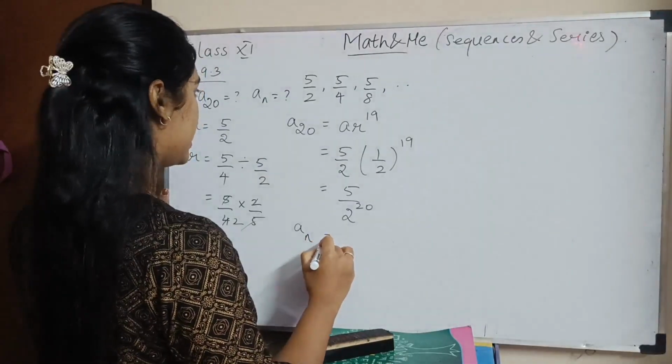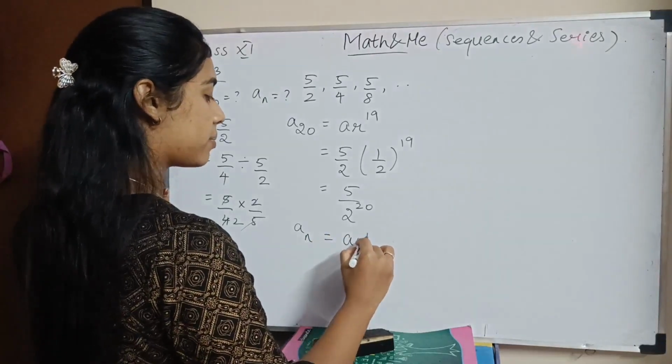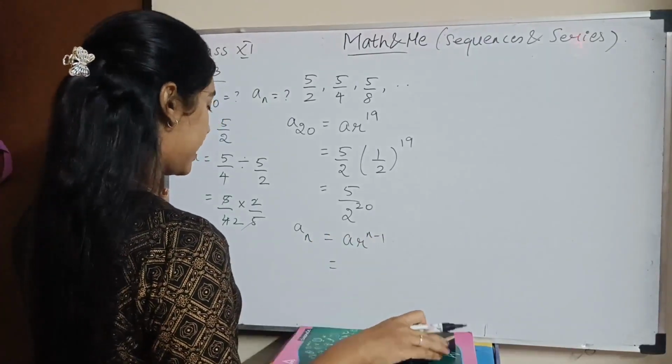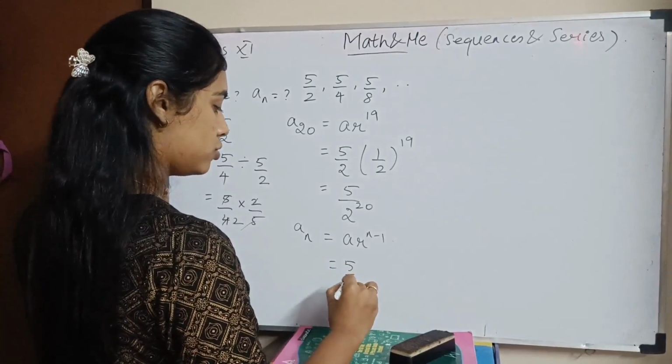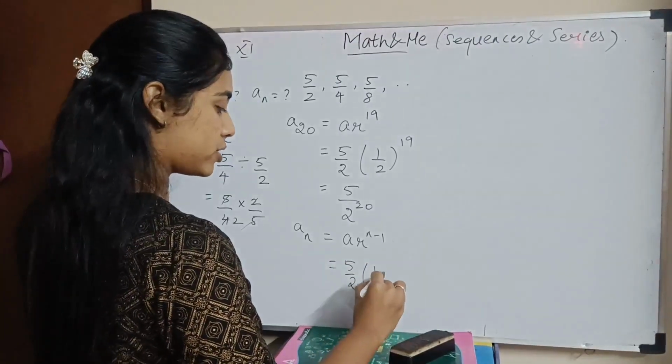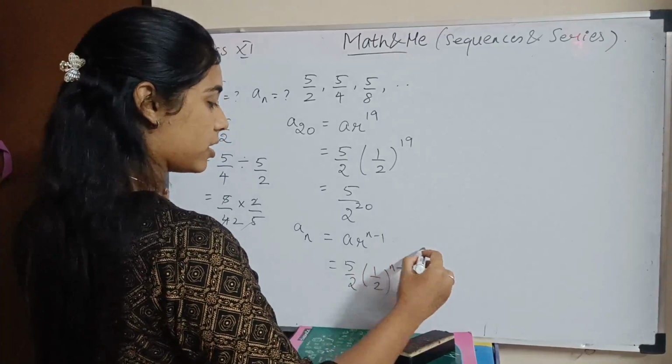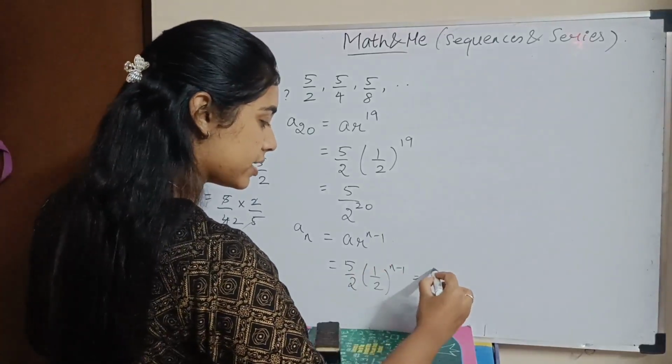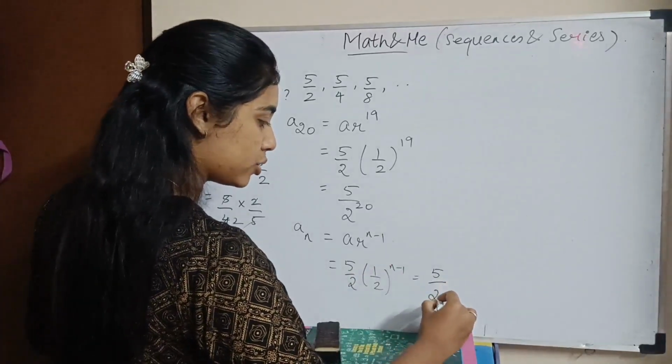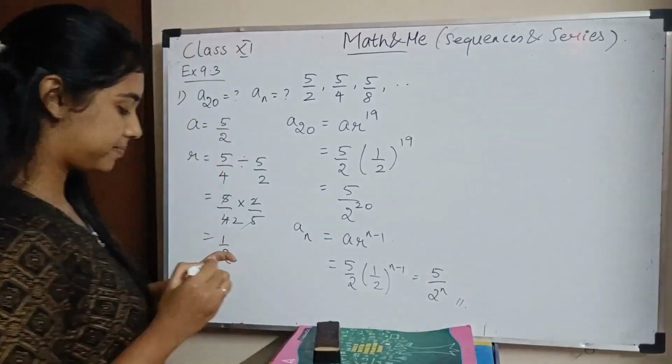What is An? An is nothing but AR to the power n minus 1. What is your A? 5 by 2 times 1 by 2 to the power n minus 1. So what do I have? 5 divided by 2 to the n. Okay.